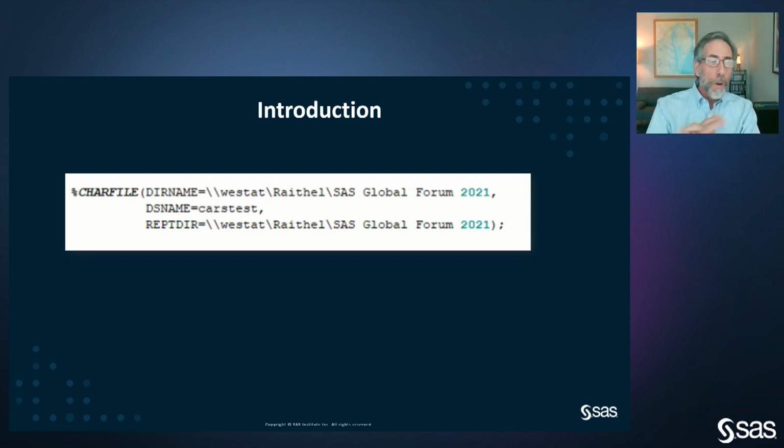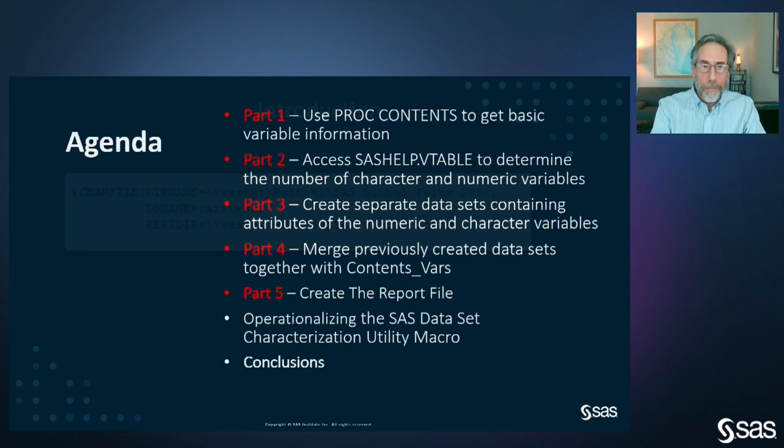You can see we're invoking the macro char file. The dir name is Westat Rathel SAS Global Forum 2021. That's where the SAS dataset is going to be found. And what is that SAS dataset? It's pointed to by DS name. DS name is CARS test. That's the dataset I'm going to be using in the examples throughout this presentation. And report dir is where the report's going to be written. It's going to be written to Westat Rathel SAS Global Forum 2021.